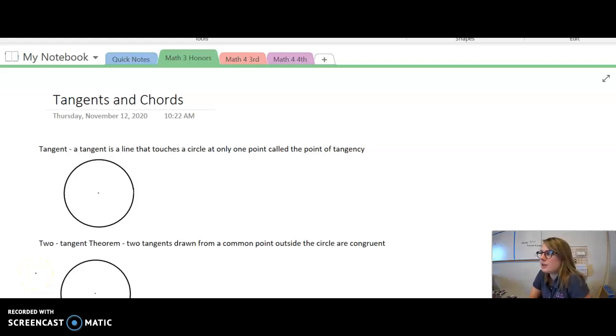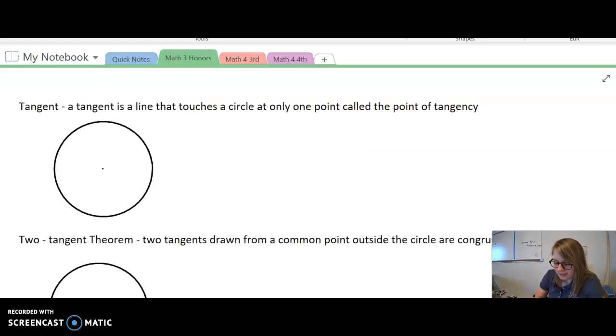Hey guys, so today we're going to be talking about tangents and chords, just a little more building off of our circles unit. So let's get right into it. We define a tangent line as a line that touches a circle only at one point, and that point is called the point of tangency. So let's draw this out.